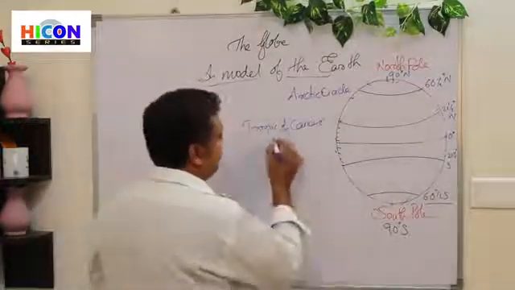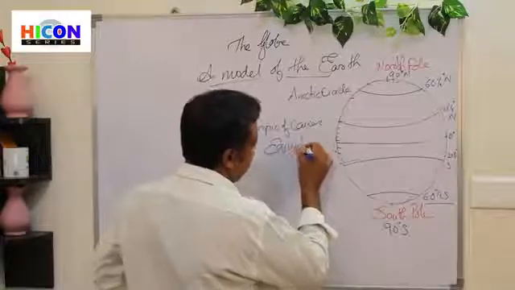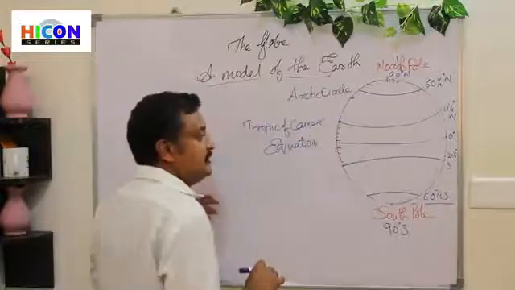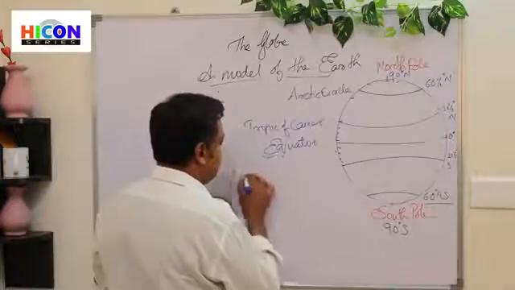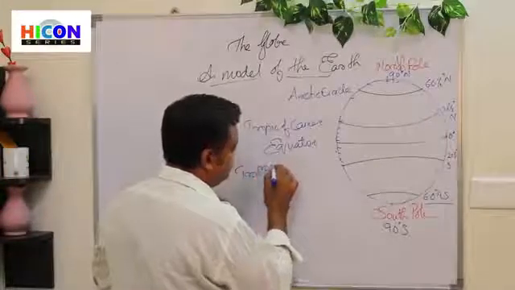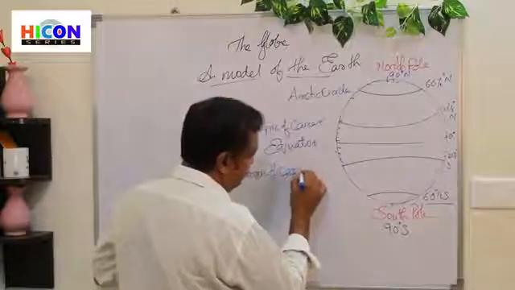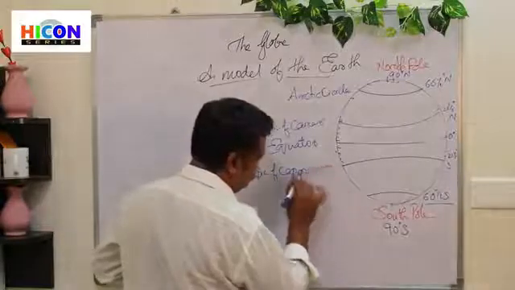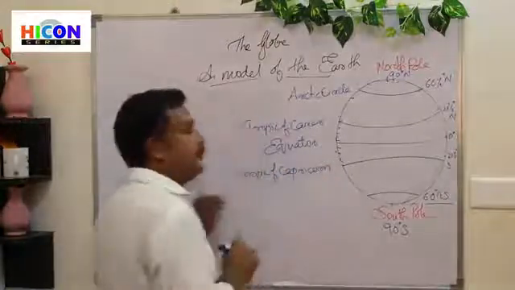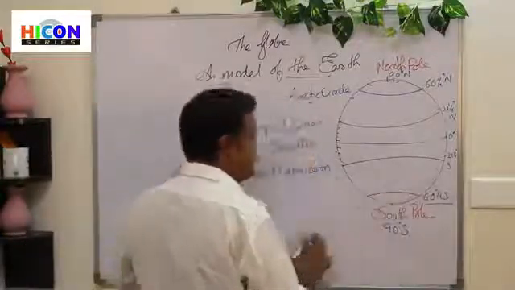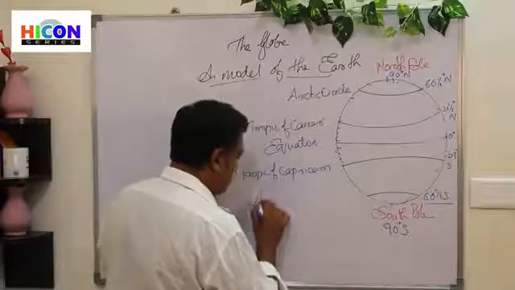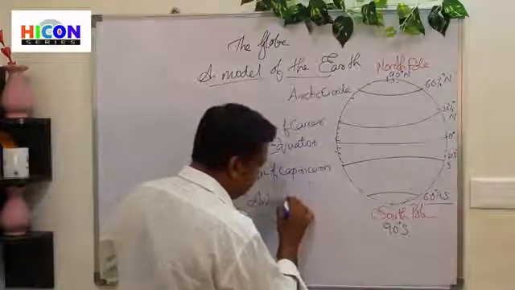Now we have the 0° one, that is the equator. Then 23.5° south latitude is known as the Tropic of Capricorn. And the 66.5° south latitude is known as the Antarctic Circle.